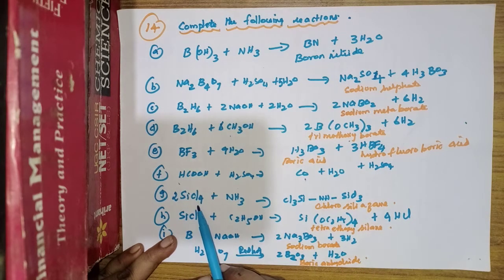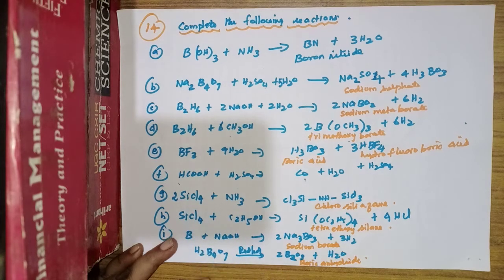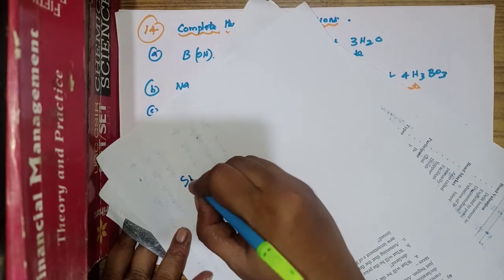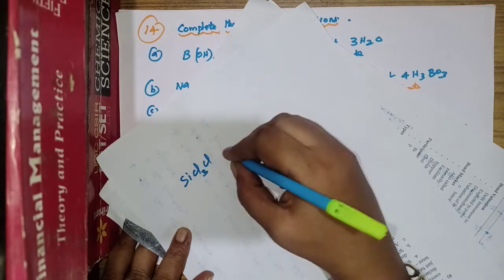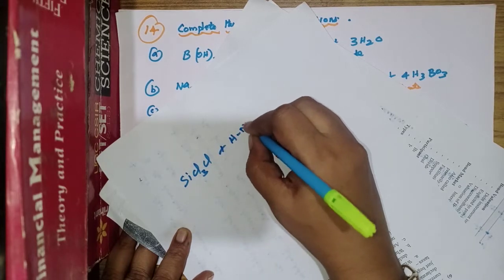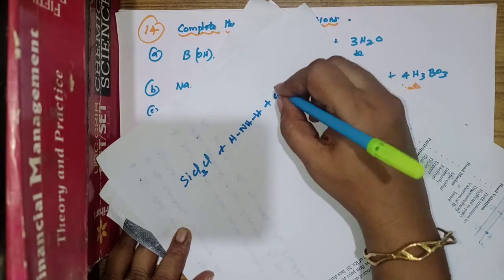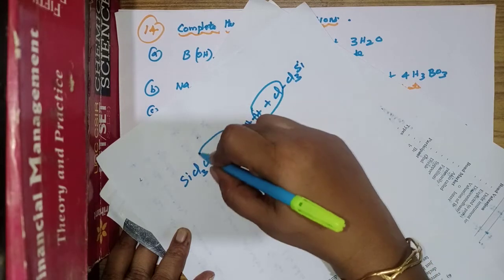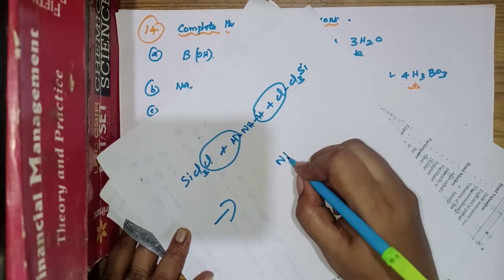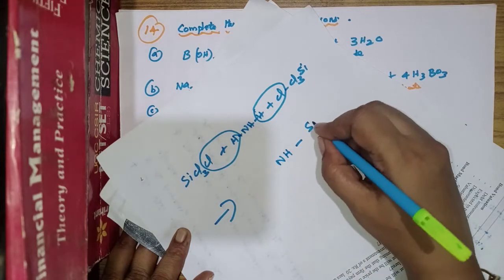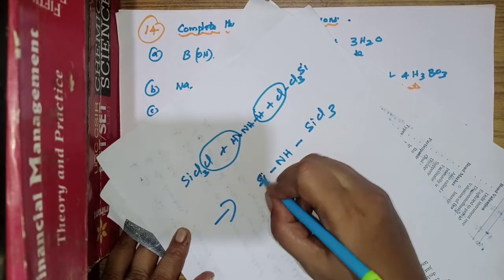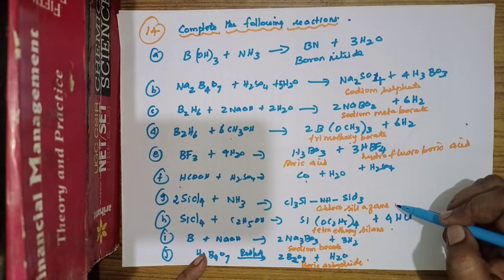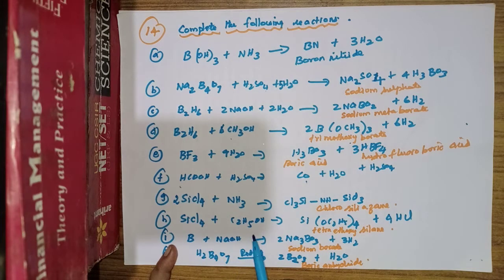Now silicon tetrachloride reacts with ammonia. Take 2 moles of silicon tetrachloride. Write Cl3Si-Cl, split off 1 chlorine, and ammonia is NH3. Then write again Cl3Si. Now remove HCl. Now your product is, write NH first, the nitrogen linked with SiCl3 and here also SiCl3. That is chlorosilazane.